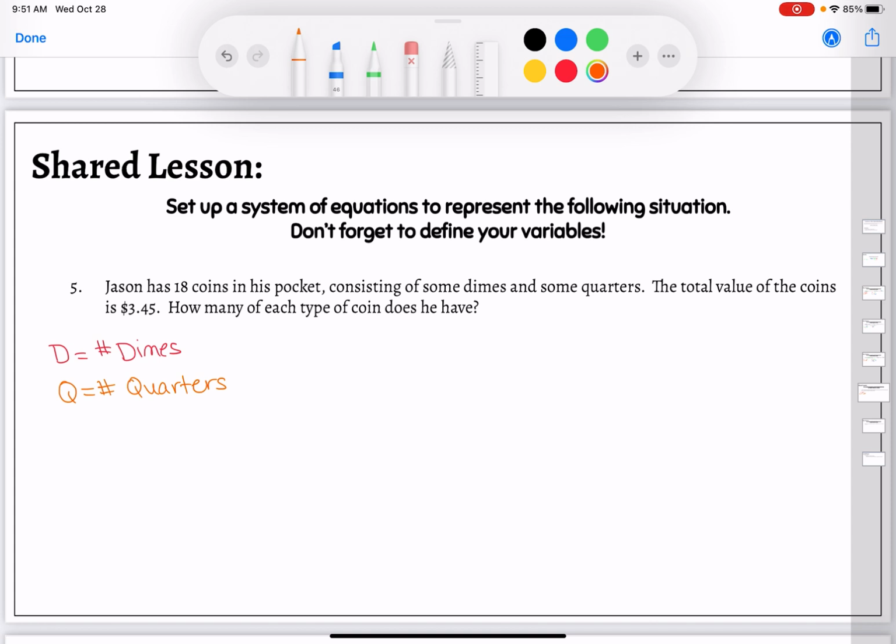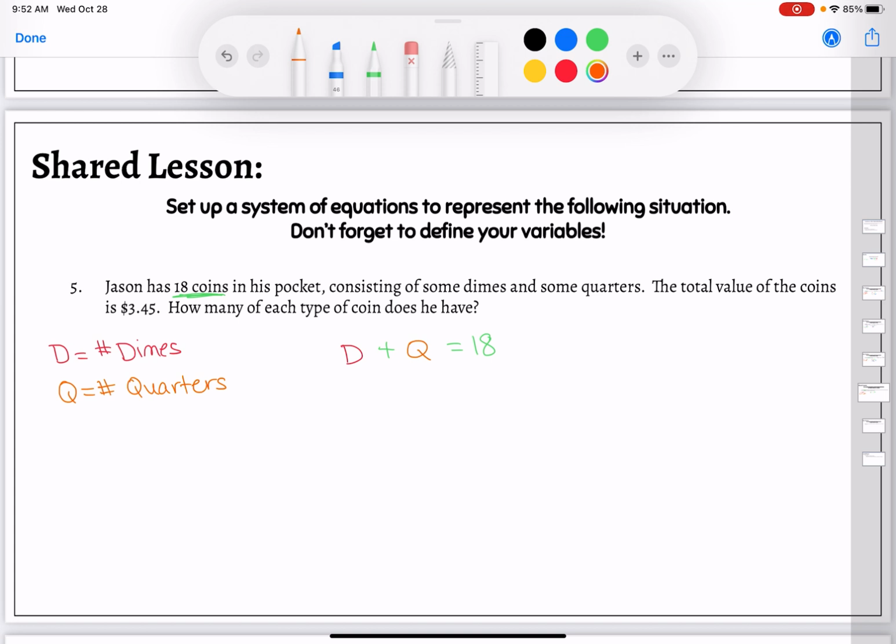So in his pocket, he's got a total of 18 coins. Some are dimes and some are quarters. Now, I don't know how many of each, but I know that the number of dimes plus the number of quarters has to equal 18, right? The number of the two different types of coins have to add up to 18. So my equation to start off with is going to say d, which is the number of dimes, plus q, which is the number of quarters, has to equal 18.